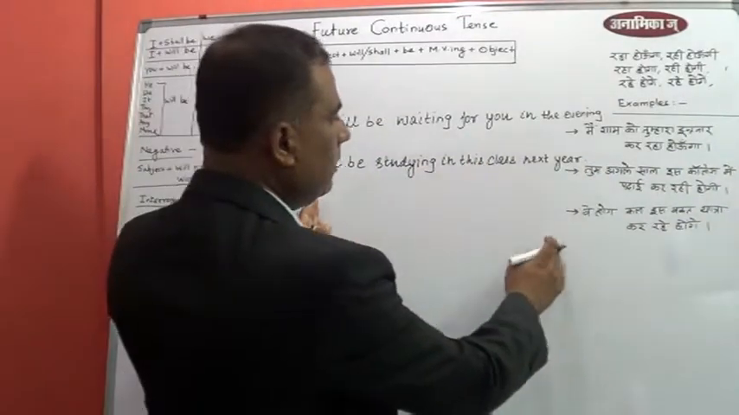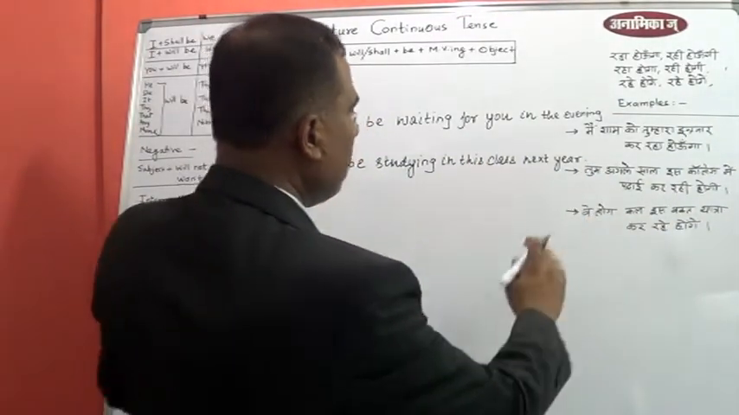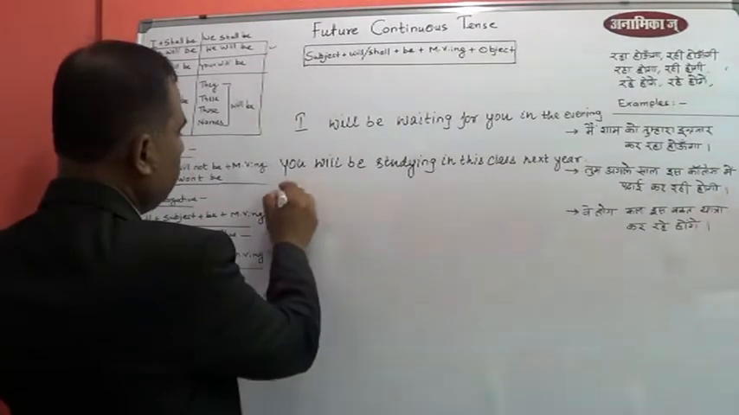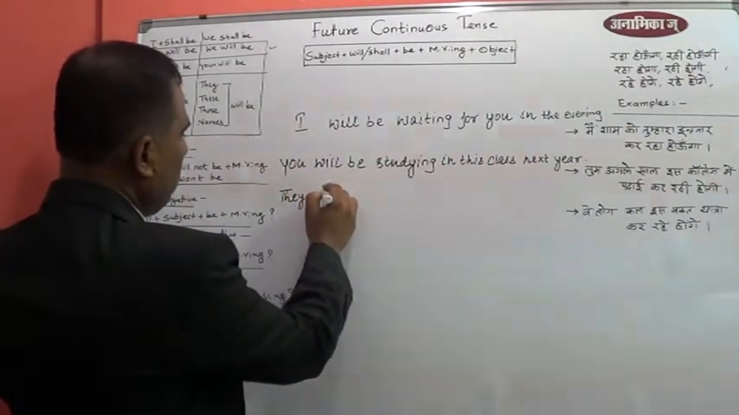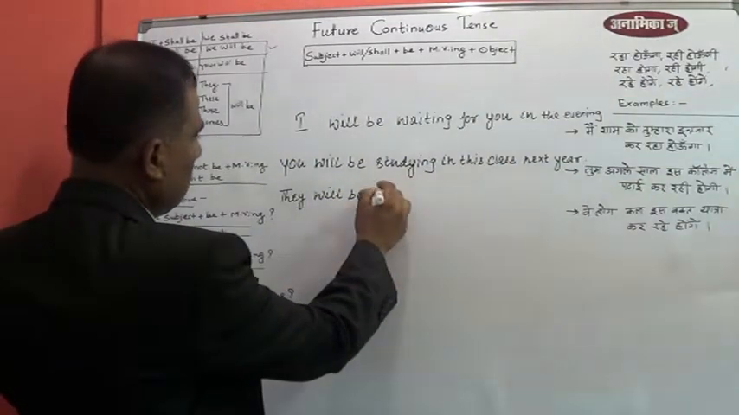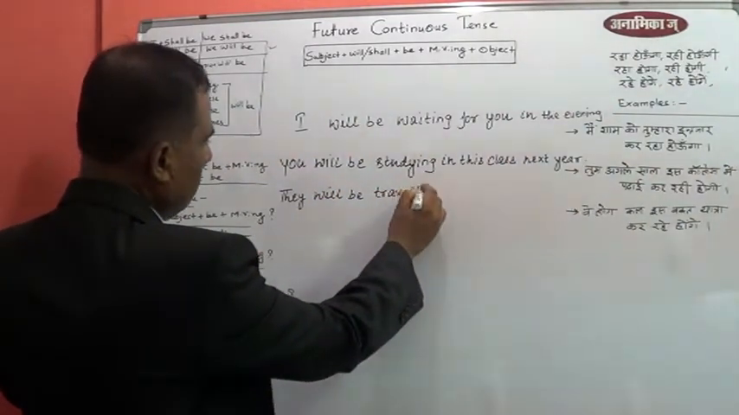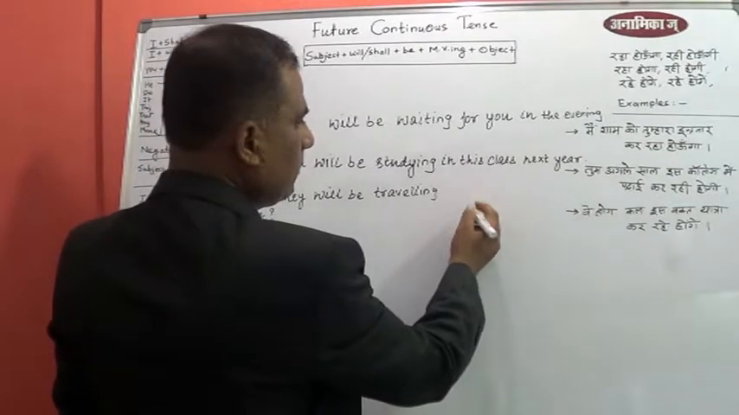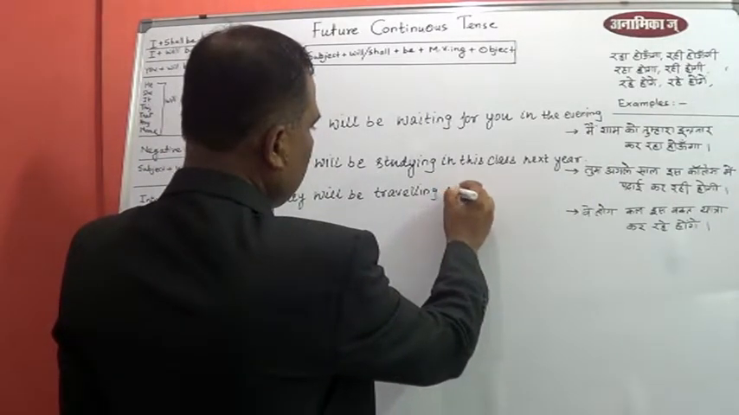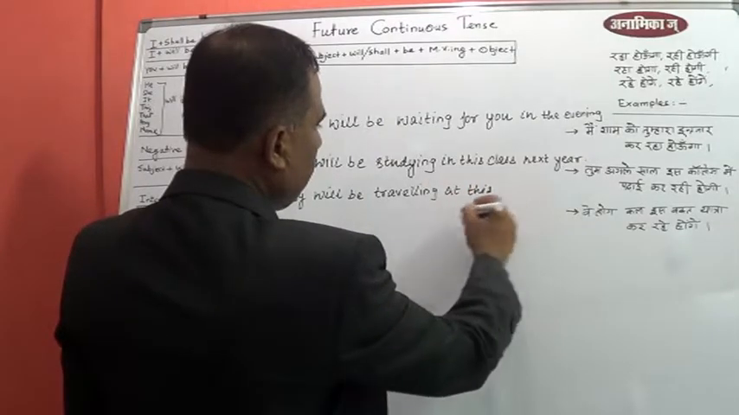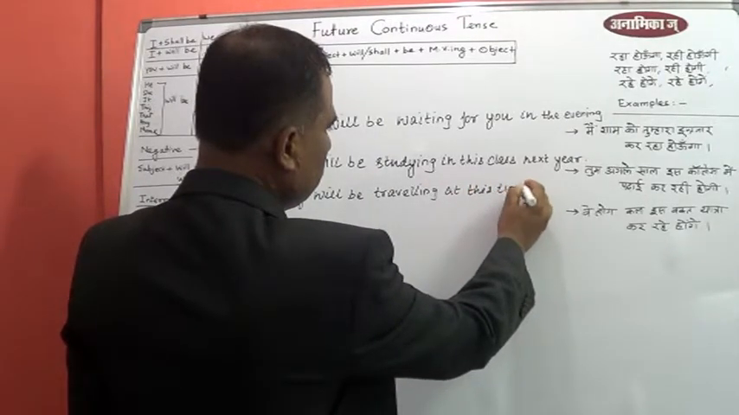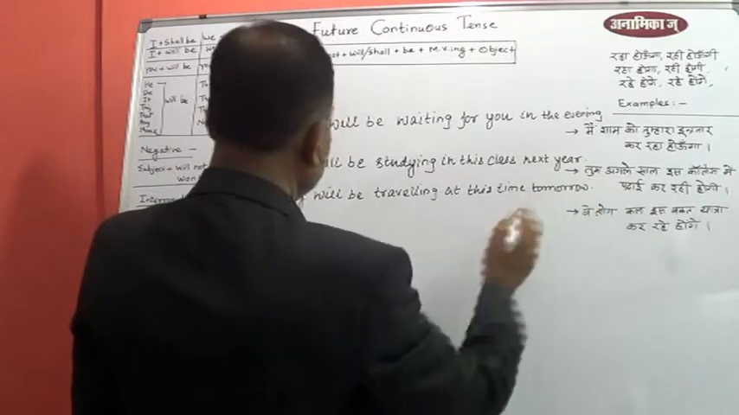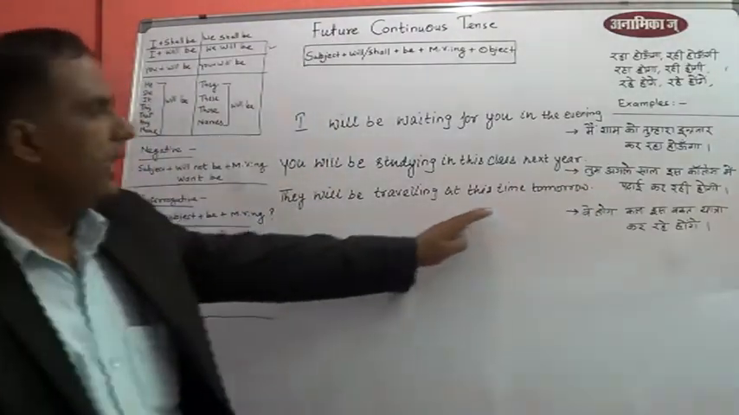Now let's take the third example. वे लोग कल इस वक्त यात्रा कर रहे होंगे. This will start with they, and again same will be, and verb with ing, and then this is the indication of time. They will be traveling at this time tomorrow.